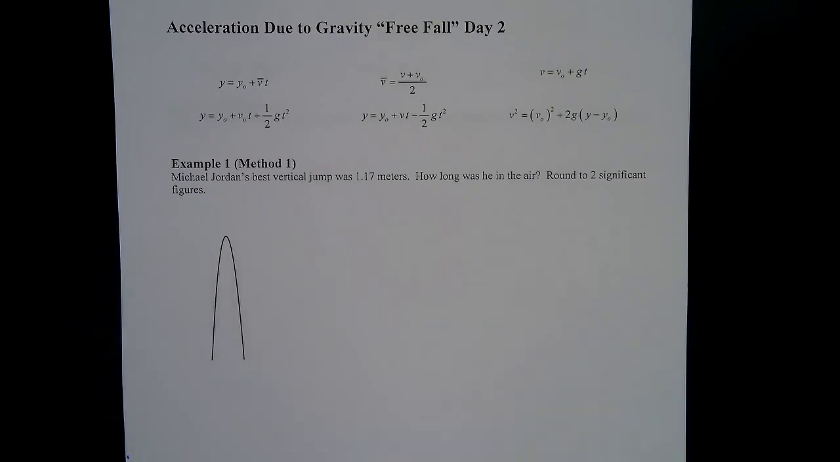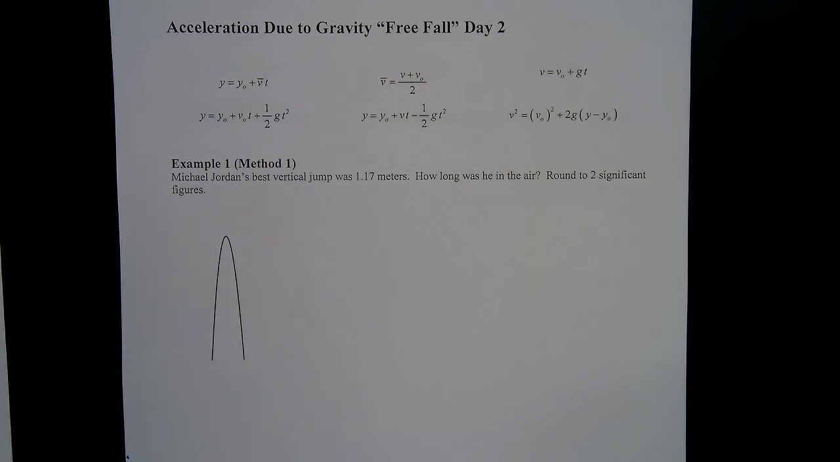So today we're going to look at acceleration due to gravity again, some more, a little more complicated problems. All right, so here's Michael Jordan. He was a famous basketball player. His best vertical jump was 1.17 meters. How long was he in the air?